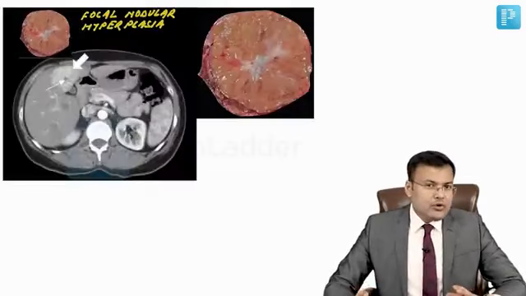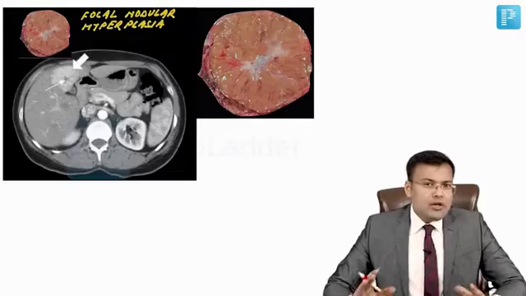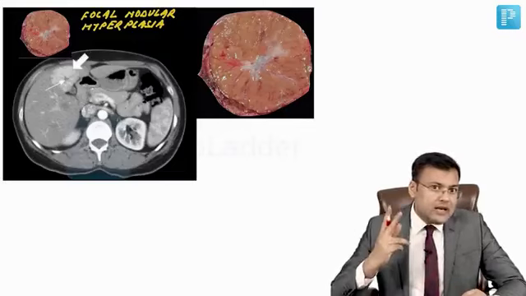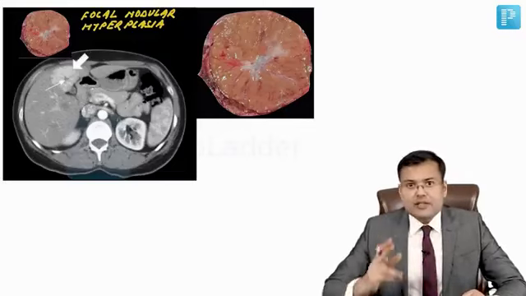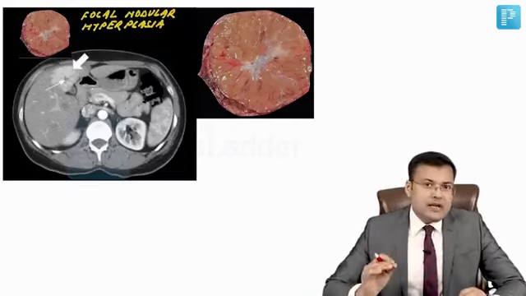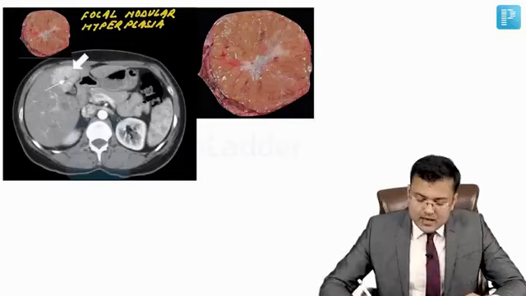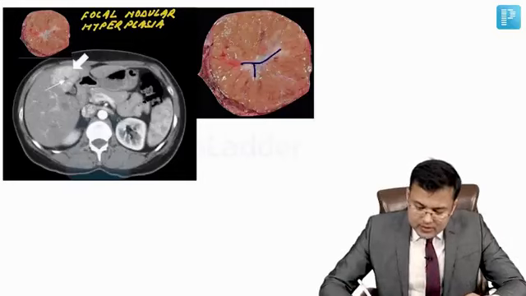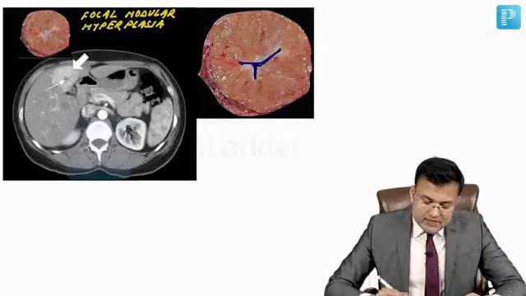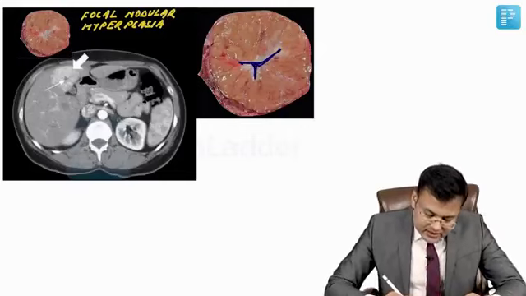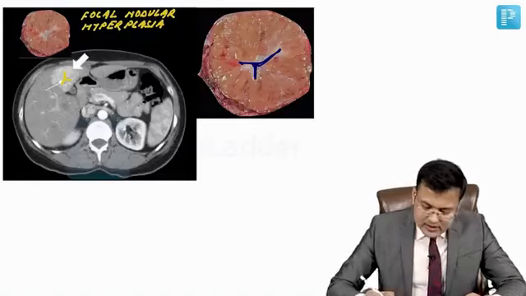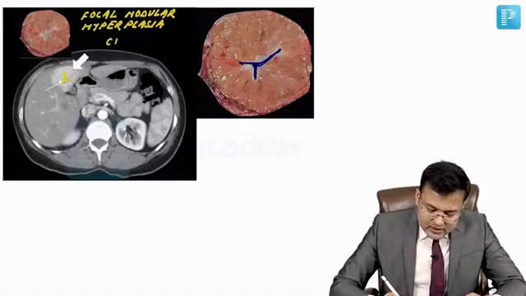This is focal nodular hyperplasia. Focal nodular hyperplasia is the second most common benign tumor of liver. What are the special features of focal nodular hyperplasia? If you see the tumor, this tumor is having a central stellate scar. So on which investigation can you easily see this central stellate scar? On CT. So on CT, you can see that there is a central stellate scar.